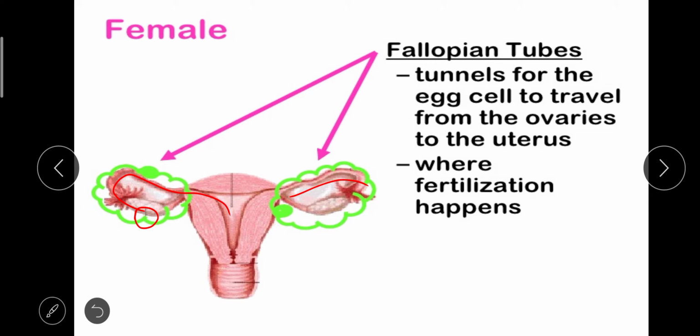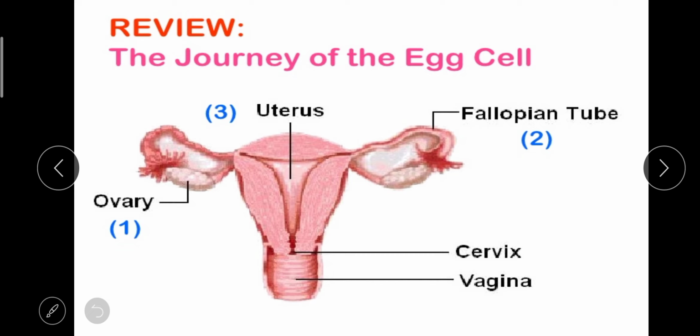That function is done by the fallopian tubes, and the fertilization also occurs in the fallopian tubes only. Now I am going to tell you the journey of the egg cell. First, the egg is produced from the ovary. It travels through the fallopian tube, and when the egg meets a sperm, it will fertilize and come and implant in the uterus.